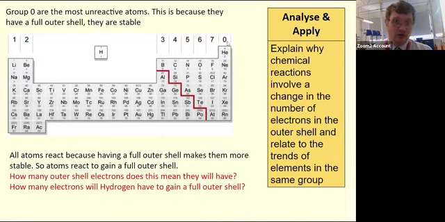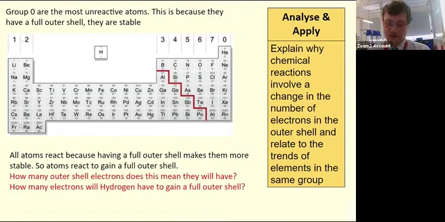For example, we're going to touch on this again later, group zero have full outer shells already. Helium has 2 electrons, that's a full outer shell in the first shell. Neon has 10, 2 in the first shell, 8 in the second shell, that's a full outer shell. All of these ones in this group have full outer shells. You'll notice this is group 0 because its outer shell has got 0 in it.